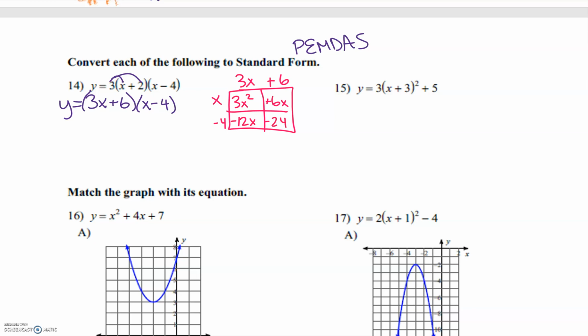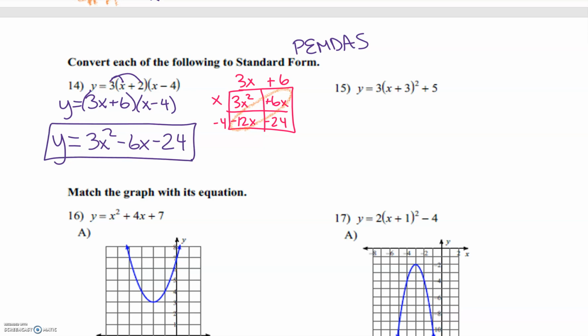So when you combine the like terms in the middle, we write it out, and it gives us y equals 3x squared, negative 12x plus 6x is a negative 6x, minus 24. We don't want to go any farther because we want it in the form y equals ax squared plus bx plus c. That's standard form.